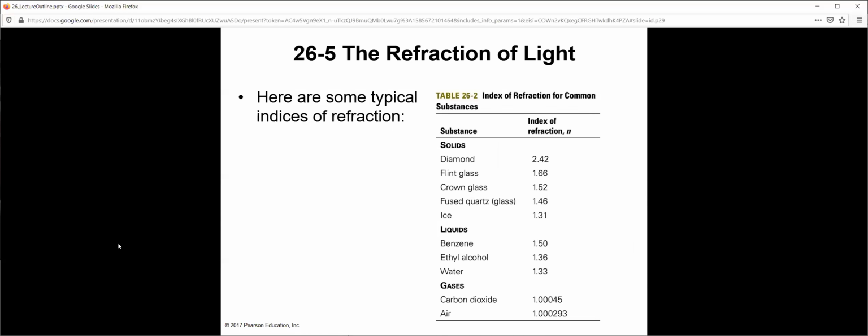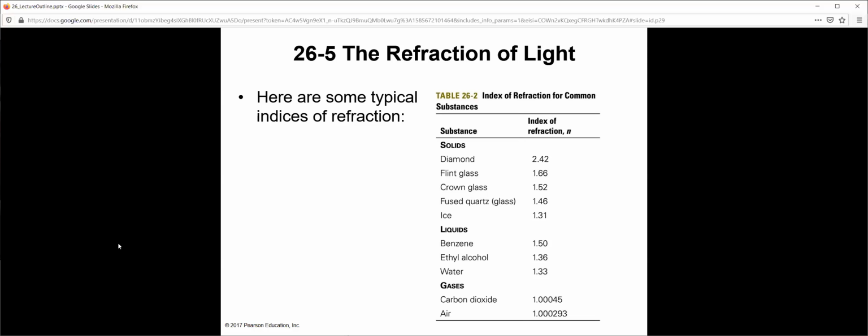Here are some typical indices of refraction, or how much light is bent by what you're looking at. Diamonds have a very large index of refraction. This is part of why they shine so well. Crown glass, fused quartz, regular glass, ice, all these things have decreasing indices of refraction.